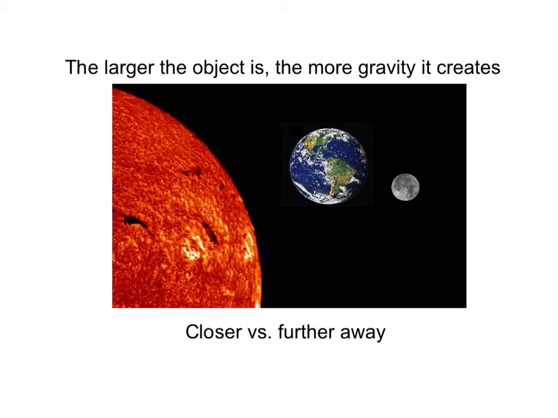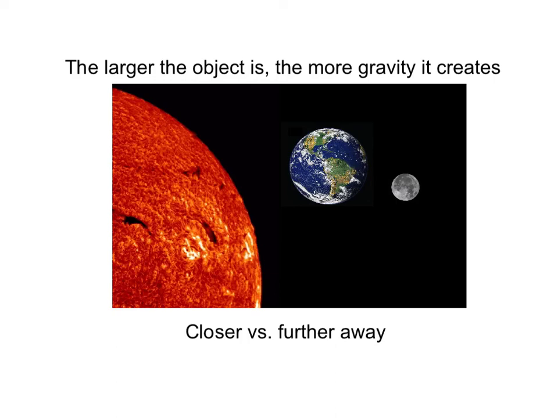So the first thing is, the larger the object is, the more gravity it creates. In this example, in this picture, the sun is obviously the largest object in the picture, therefore it creates the most gravitational pull. The Earth is the second largest, and it creates a strong gravitational pull with the sun, but not as much as the sun, given the fact that the Earth is smaller. And then we have our moon that is very close to Earth, and its mass is much smaller than the Earth, so it creates a lesser gravitational pull than the Earth does.